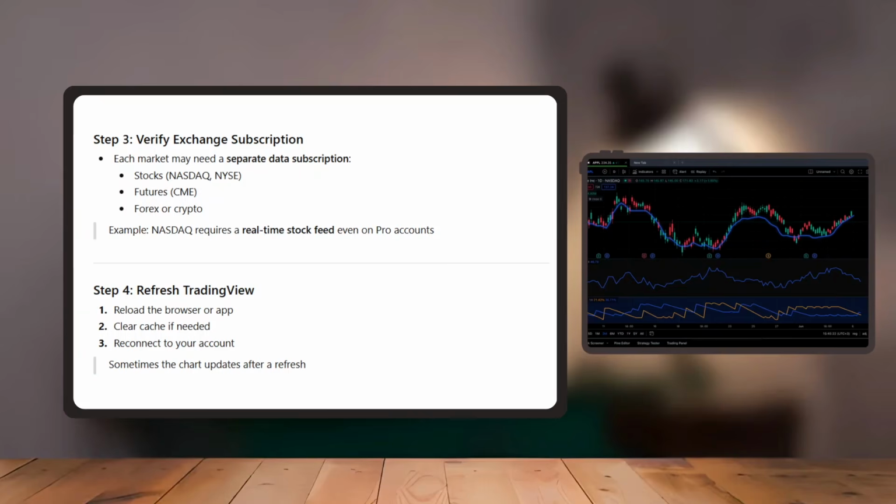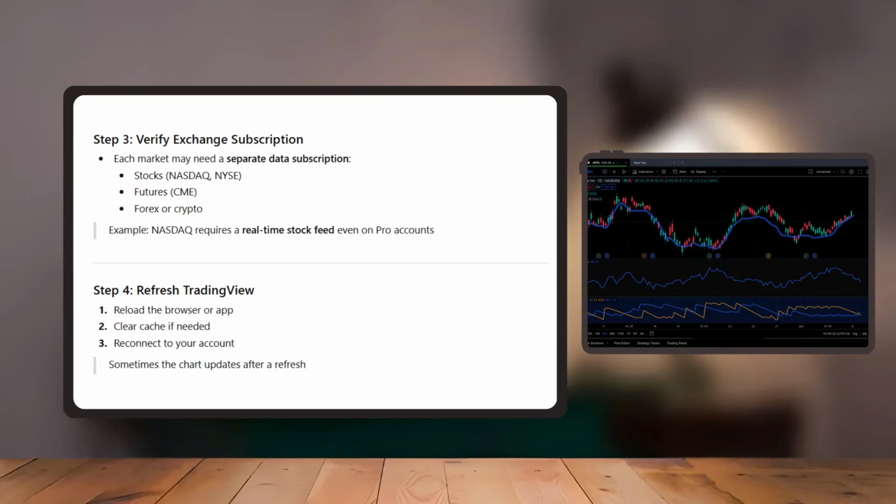Verify your exchange subscription as well. Each market may require separate data subscription. For example, stocks on Nasdaq or NYSE, futures on CME, and Forex or crypto may need individual subscriptions. Even Pro account users must subscribe to the Nasdaq real-time feed to remove delays.